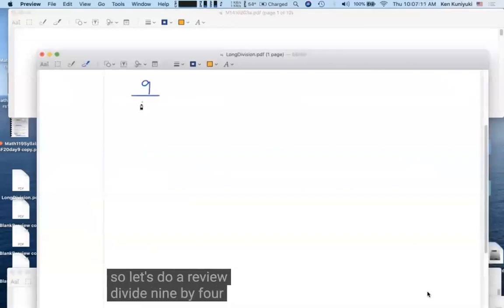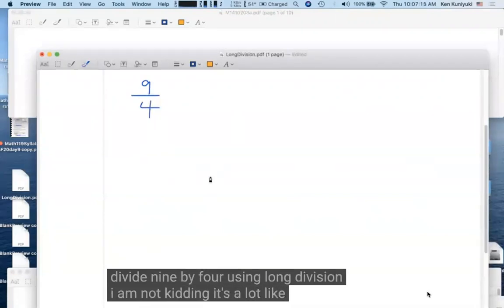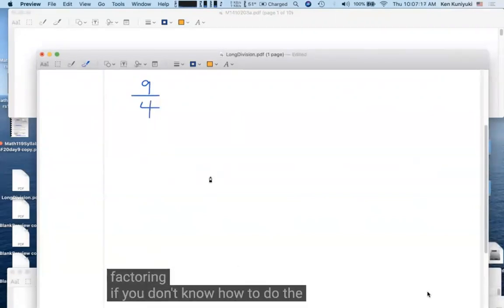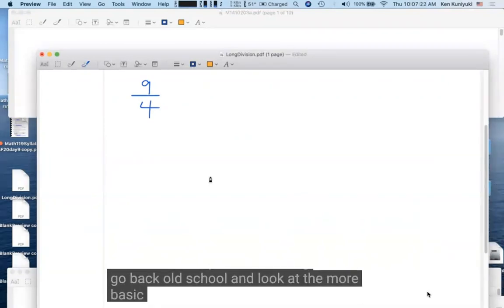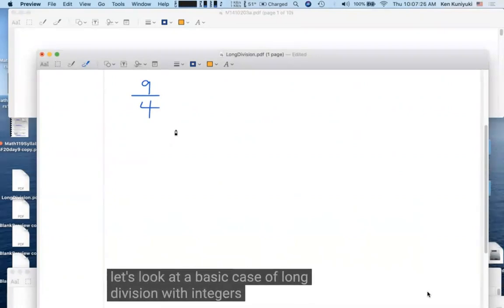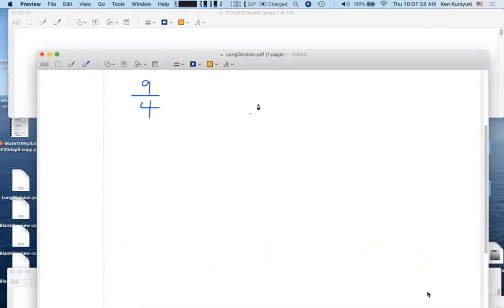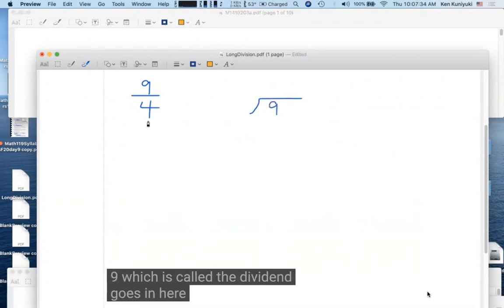Divide 9 by 4 using long division. I am not kidding. It's a lot like factoring. If you don't know how to do the more advanced examples of factoring, go back old school and look at the more basic examples. Let's look at a basic case of long division with integers. 9, which is called the dividend, goes in here. 4, which is called the divisor, goes out here.